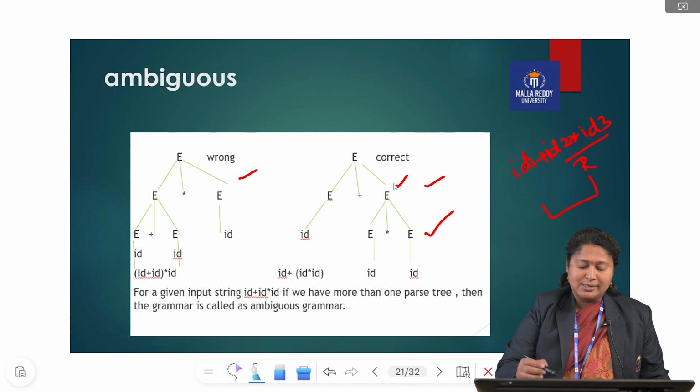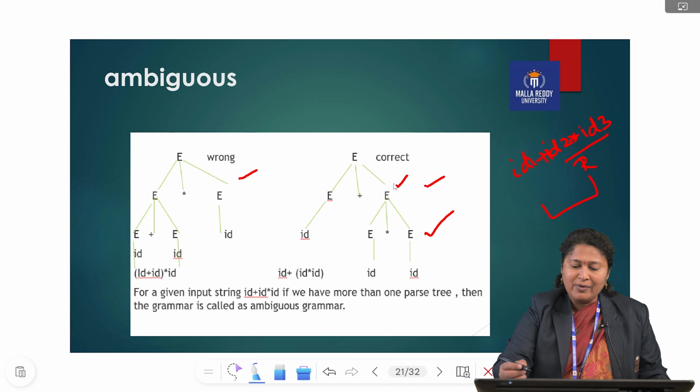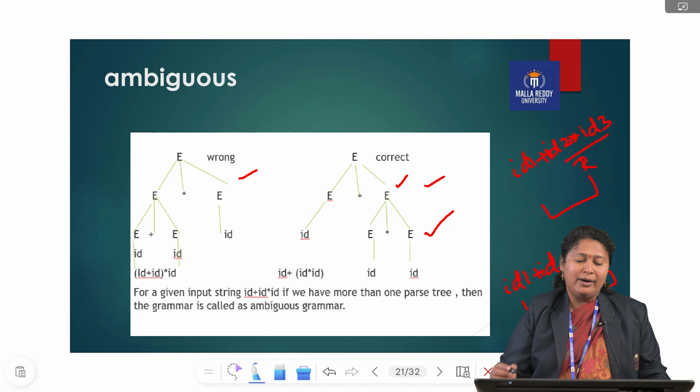And next, left associativity. That is, if I have more than one addition, or more than one of any same operator, then what should I do? I should first go with this and then the result should go with this. That is, left associativity should be maintained here.